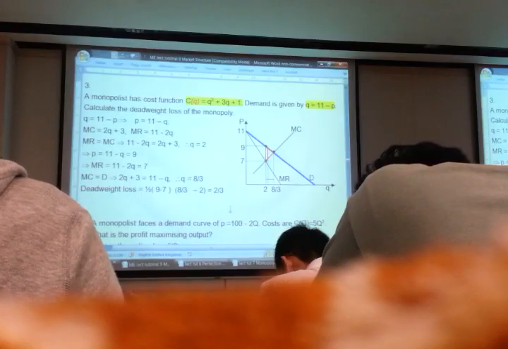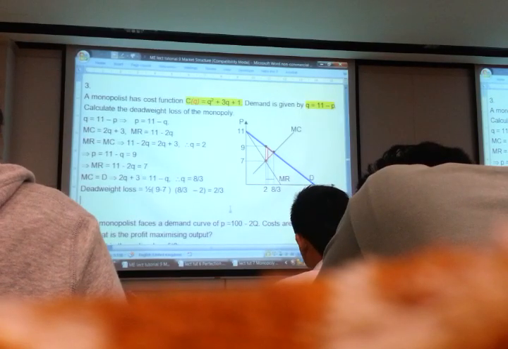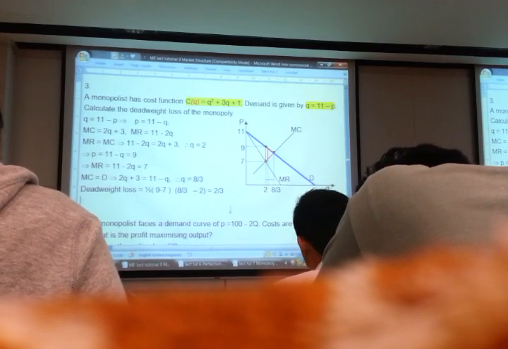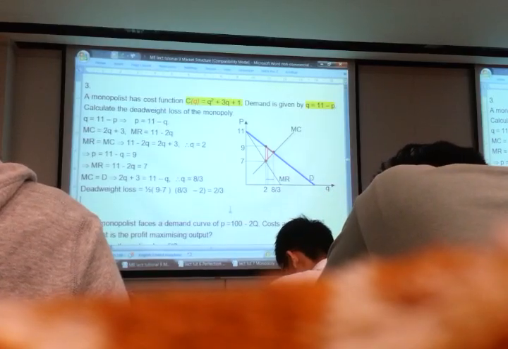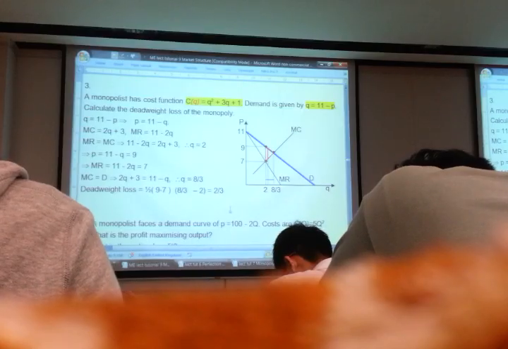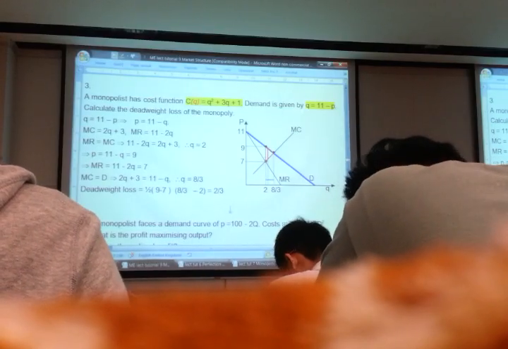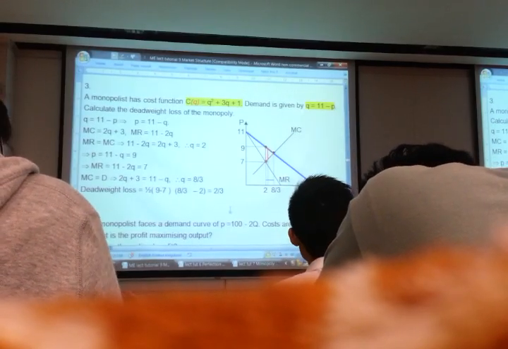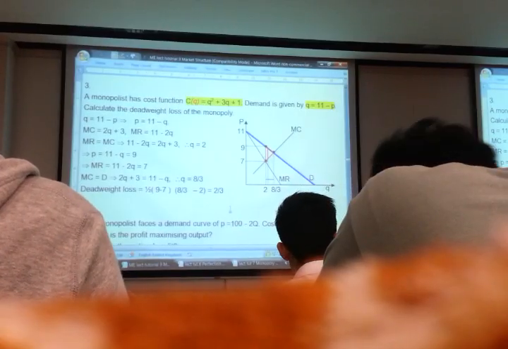We use an inverse demand function. It simply means we write the demand curve in this way, versus this, because on the graph it is this way, right? So you rearrange the equation to this. Okay?